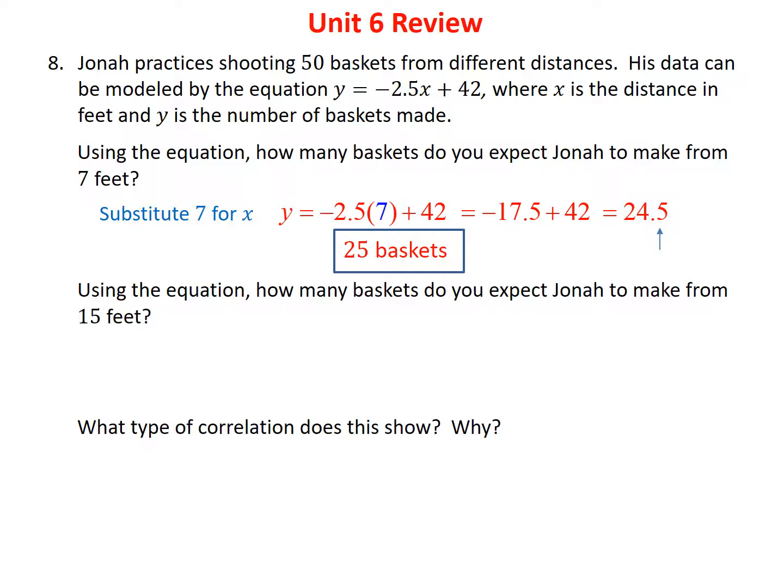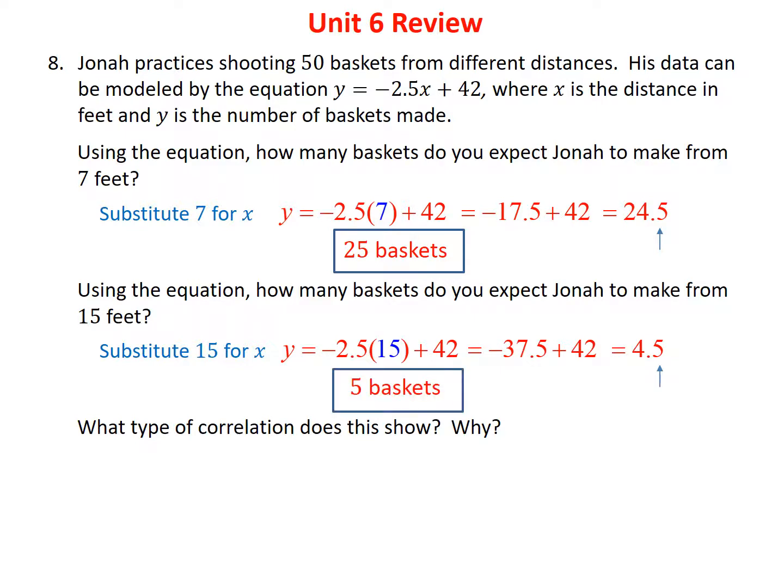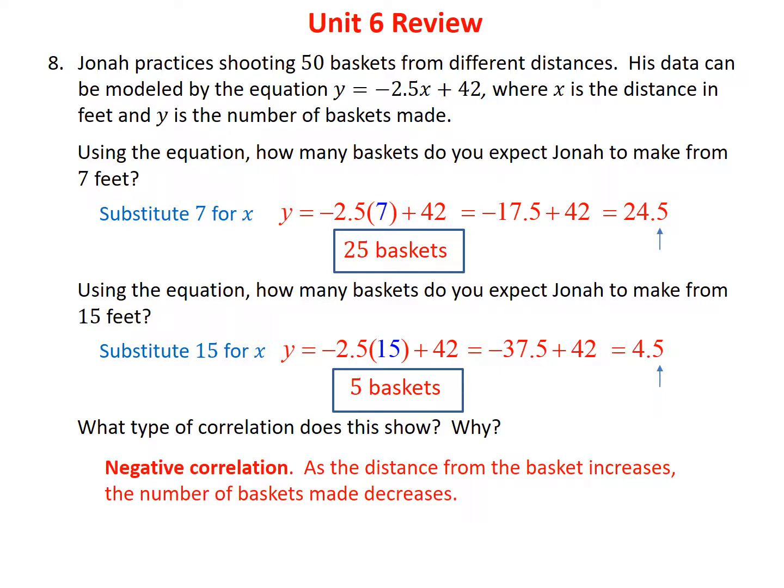Second part says, using the equation again, how many do you expect him to make if he's shooting from 15 feet? Again, now we'll substitute 15 for x. We get y equals negative 2.5 times 15 plus 42, or 4.5. Again, if we round off, we expect when he moves from 7 feet to 15 feet that he'll probably only make about 5 baskets out of 50. Question, what type of correlation does this show? Well, it is a negative correlation because as he goes farther and farther from the basket, the number of baskets that he makes goes down, and that's a negative correlation.